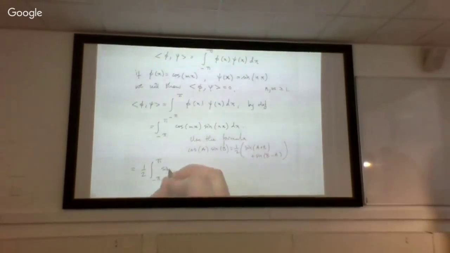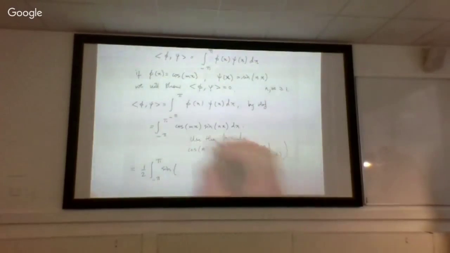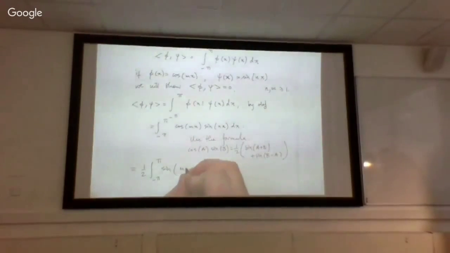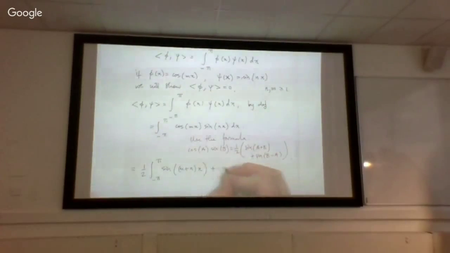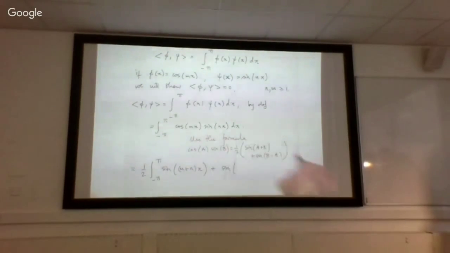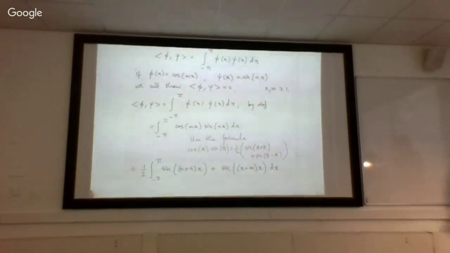So we'll have here the sine. Now, a plus B, so we've got to add these together. So you've got m plus n of x, and then you've got sine, and then you're subtracting, it was B minus A, so this is going to be n minus m of x dx.